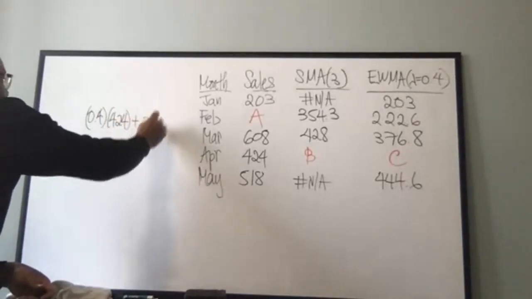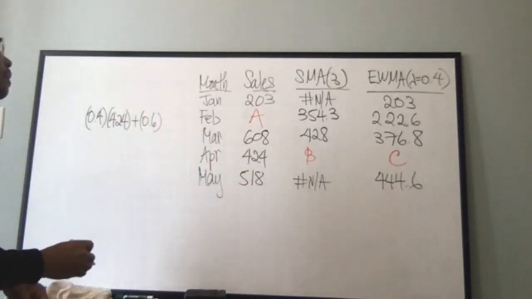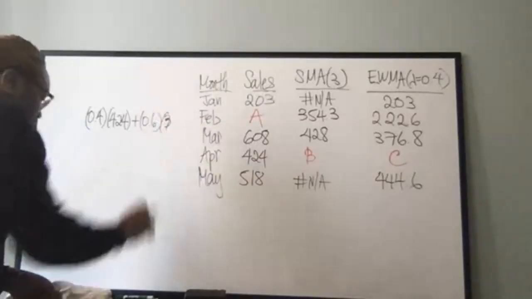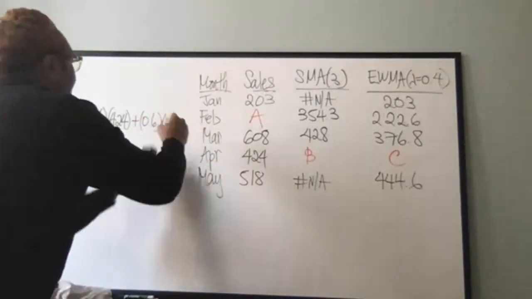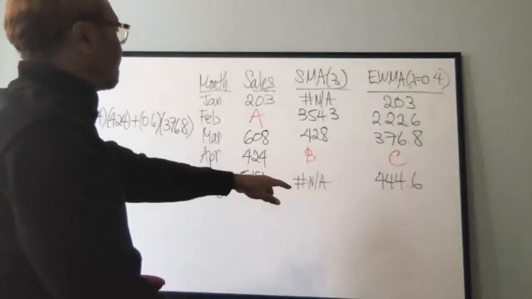Plus 0.6 times what? The 3760.8. Okay. Can you explain that just for a second? Like, where did those come from? So I just used the lambda, the 0.4, and then you multiply that times the sales for the corresponding month. Okay. And then you do 1 minus lambda to get the 0.6. Mm-hmm. And then you multiply that times the previous month in the EWMA column.